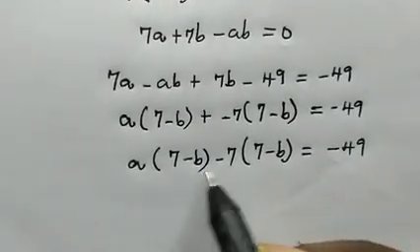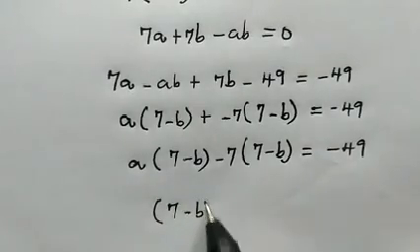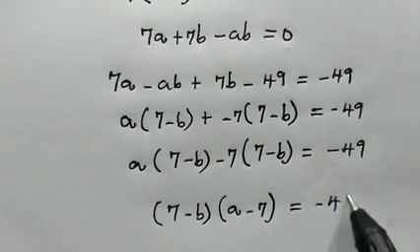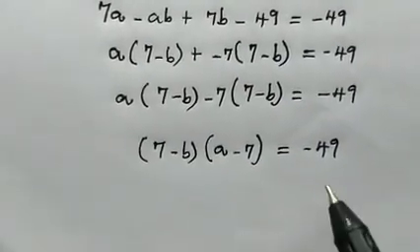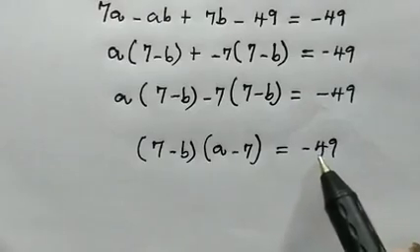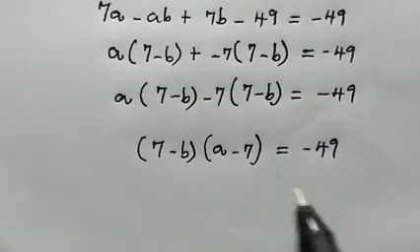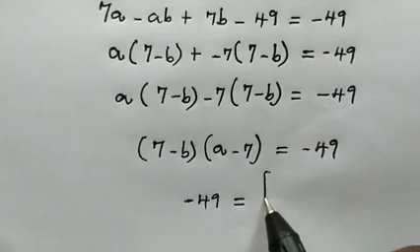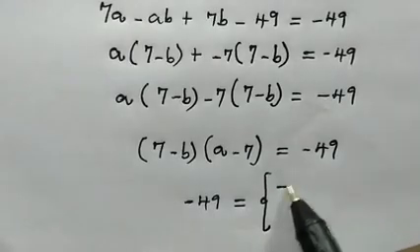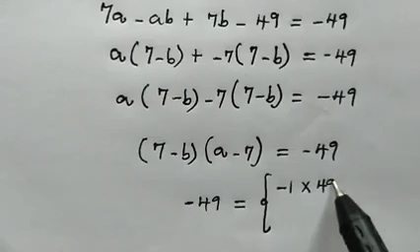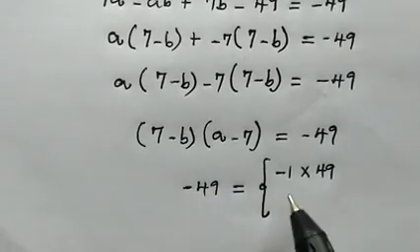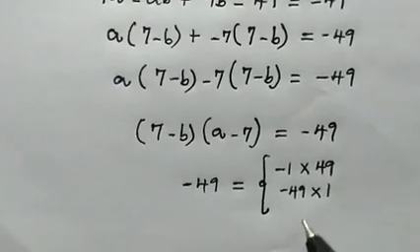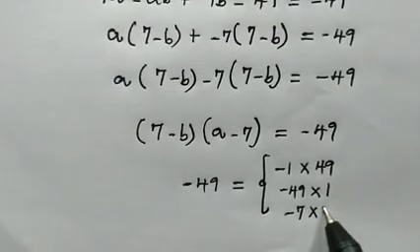Okay, so we can see 7 minus b is common. So factor it out: 7 minus b into bracket, we have a minus 7. So we can see the left hand side is already factorized. Whenever we're dealing with a Diophantine equation, we need to work on the right hand side of the equation, which involves only numbers, right? So now we know negative 49 is equal to the following: negative 1 multiplied by 49, negative 49 multiplied by positive 1, negative 7 multiplied by 7.